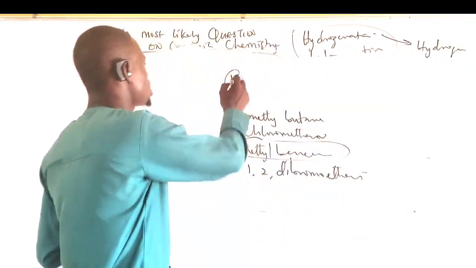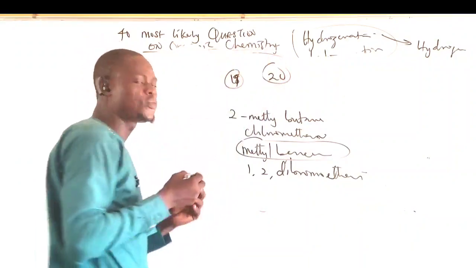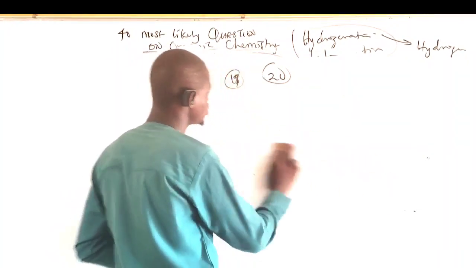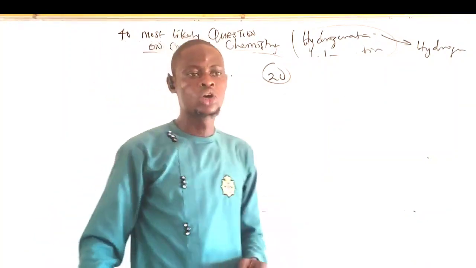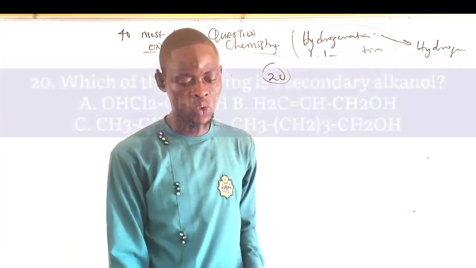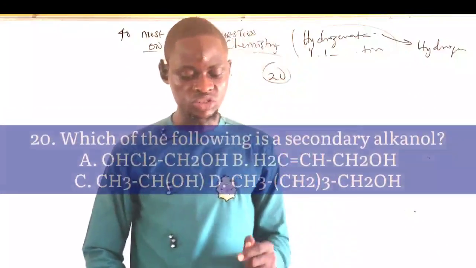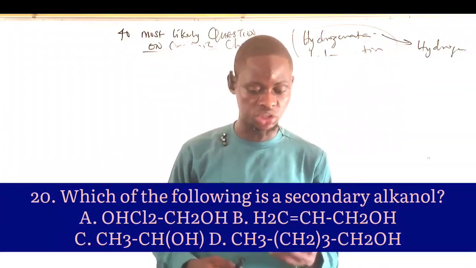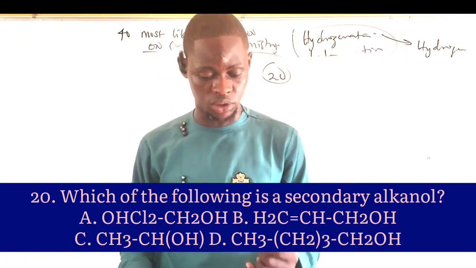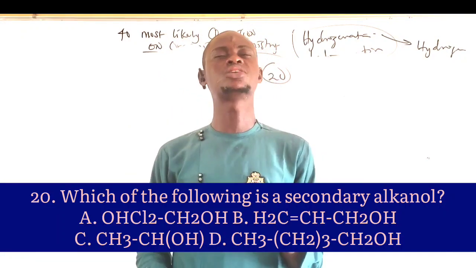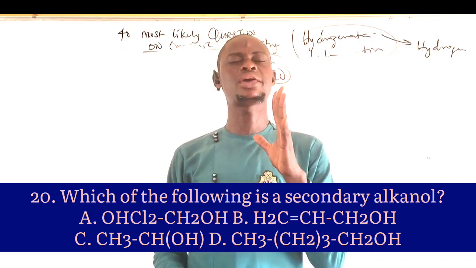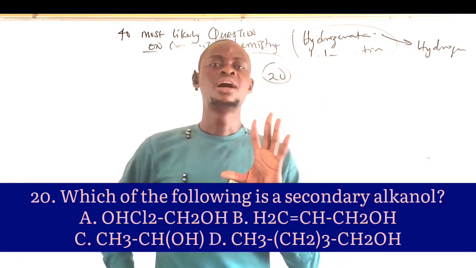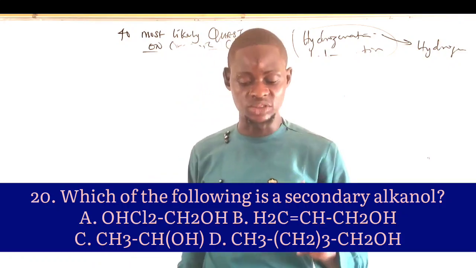Now, question 20. So far, so good. We have gotten to question 20. They said, which of the following is a secondary alkanol? I think I've been able to explain this, so I shouldn't have much explanation on this. Which of the following is a secondary alkanol? Don't forget, I said a secondary alkanol should be an alkanol that has its hydroxyl attached to a carbon with one hydrogen.